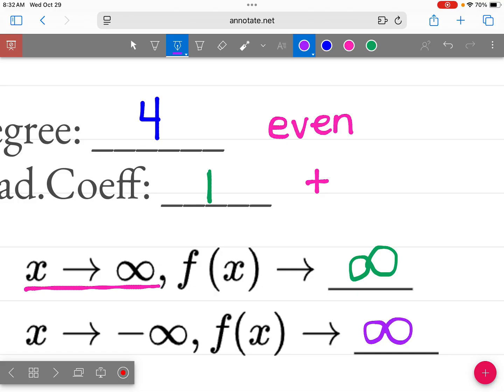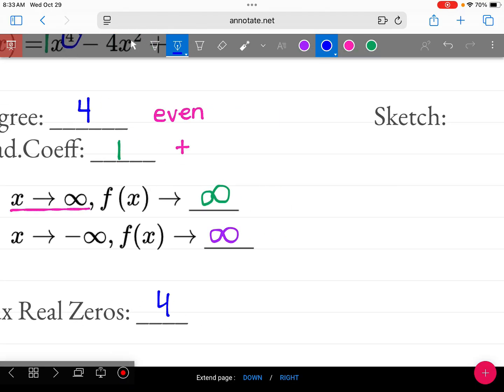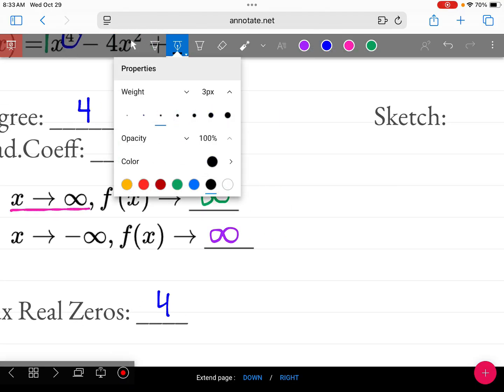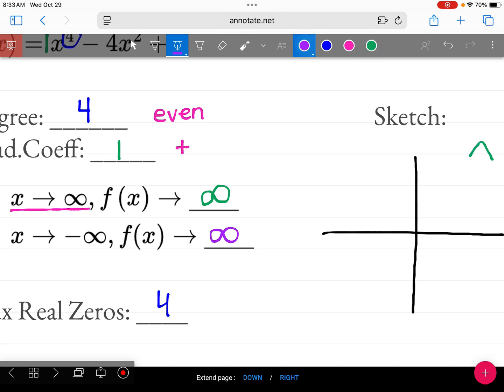And what is the most number of real roots we can have on here? It's going to be 4. I know it doesn't specifically tell you to sketch in there, but I'm going to sketch it anyway because it's good practice. So I'm going to make ourselves a little sketch here. I know my right arrow points up. My left arrow points up. We can have at most 4 roots. We're going to connect it up as best we can.